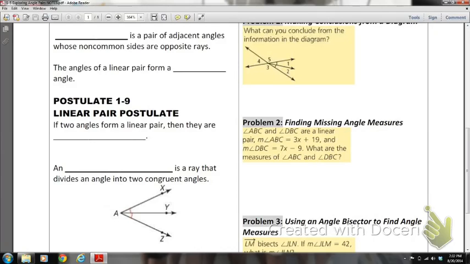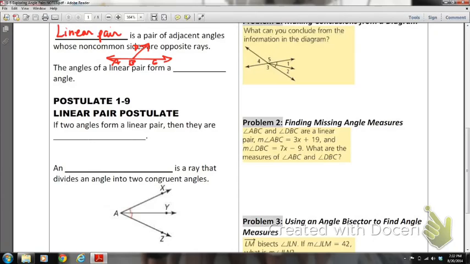Next we have a pair of adjacent angles whose non-common sides are opposite rays. Those are called a linear pair. So let's look at an example of a linear pair. We have angle ABD here and DBC. Those two angles are a linear pair because ray BA and ray BC are opposite rays. Those are the non-common sides of the linear pair. The common side is ray BD.